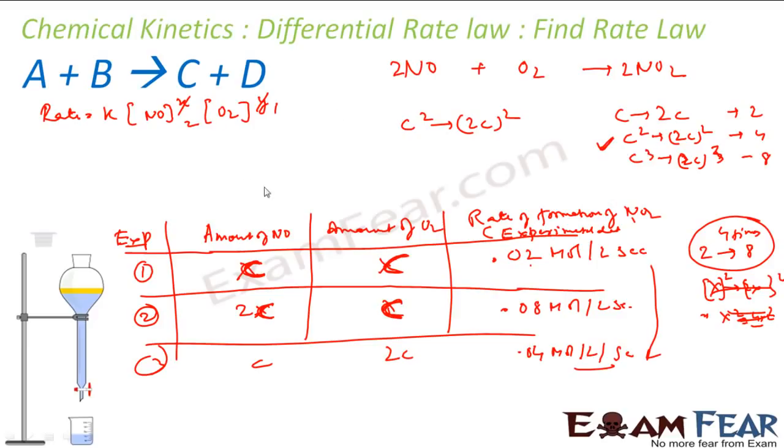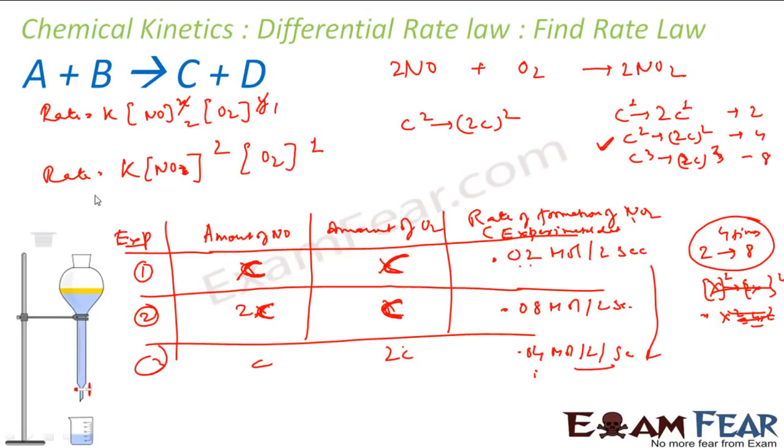The power was 2. In this second case, from 2 to 4, 0.02 to 0.04, 2 times jump. This is also 2 times jump, right? That means I am talking about the power 1. That means y is 1. So with this equation I can say that the rate is nothing but K into concentration of NO to the power 2, O2 to the power 1, and that is what we can conclude using this experiment.